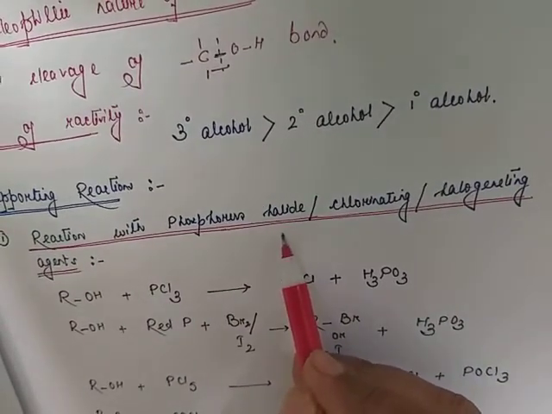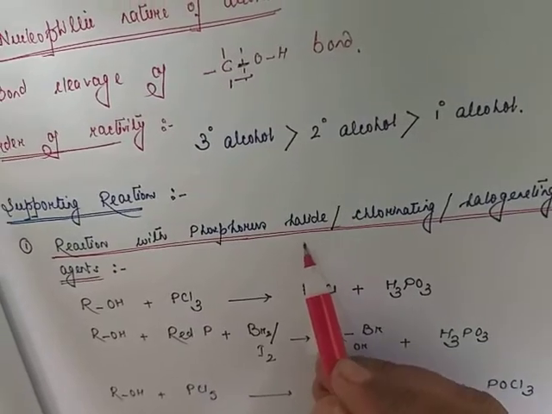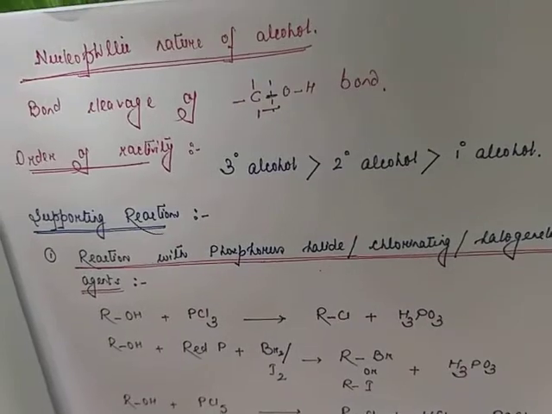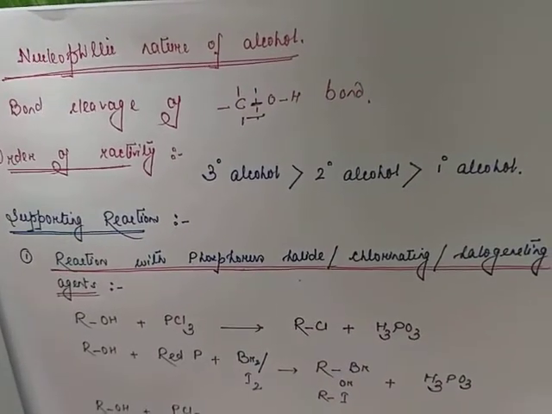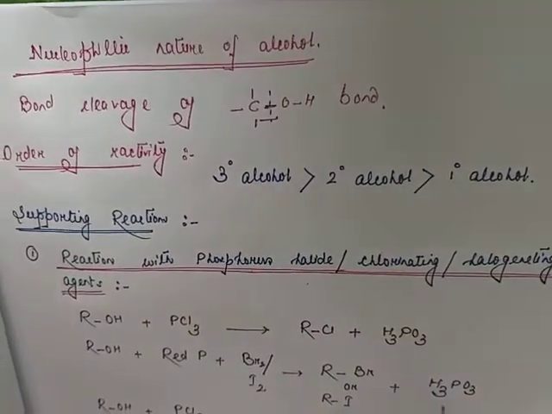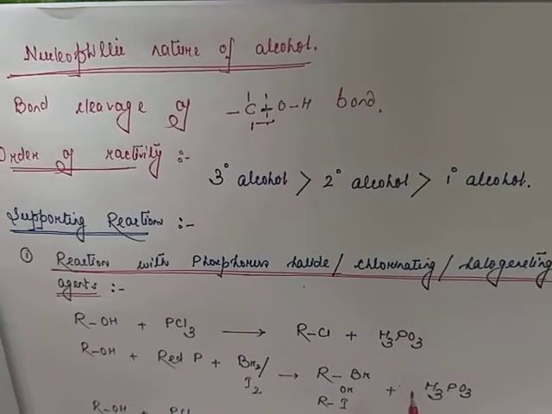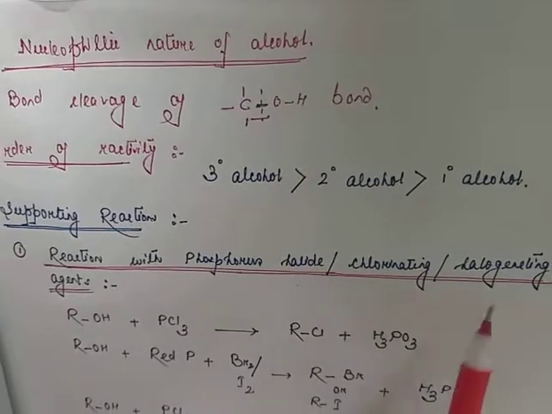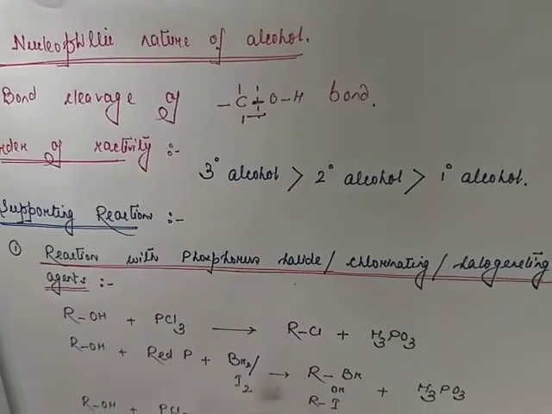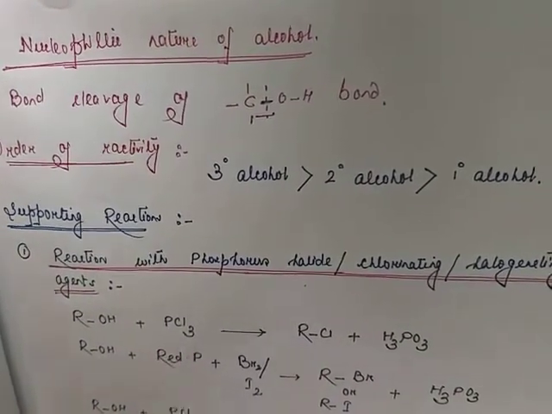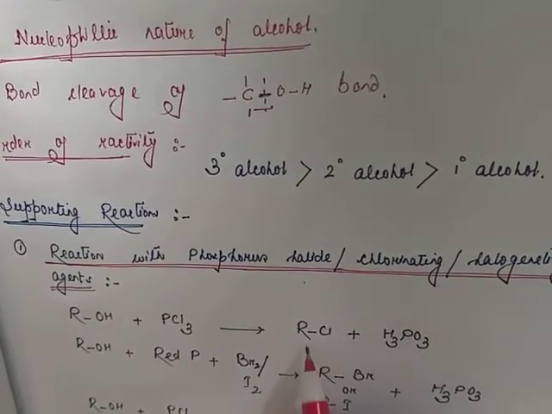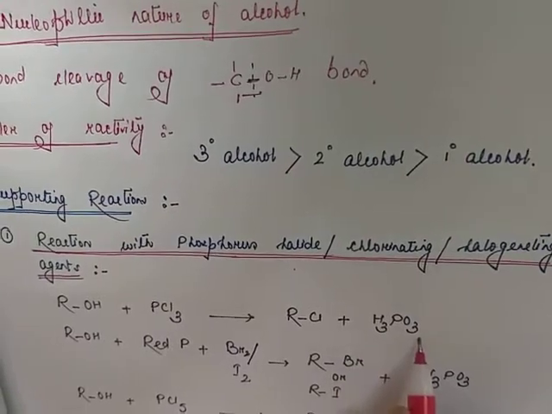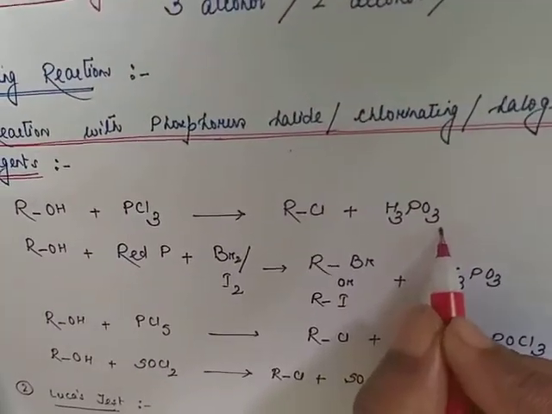that is either PCl5, PCl3 or PBr3, PI3. In fact, PBr3 and PI3 do not exist as such. They are formed in situ, as we have already seen in the haloalkanes and haloarenes chapter, or chlorinating agent or any of the halogenating agent. The first reaction is with PCl3, when we will get haloalkane, or chloro derivative. The side product is H3PO3.